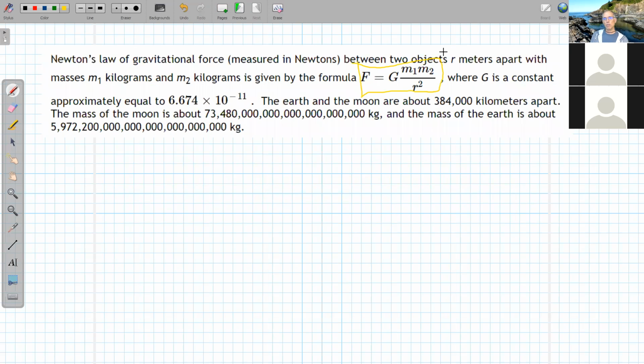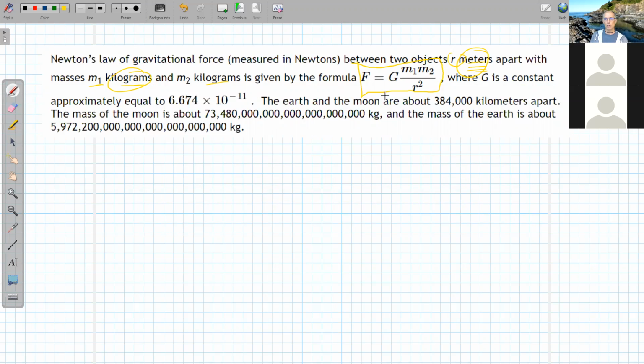We're given a little bit of information up above. R is the number of meters the two things are apart. The masses need to be given in kilograms. So in this formula, we need to plug in meters and we need to plug in kilograms. If we're given a different unit or asked about a different unit, we have to do some conversion.